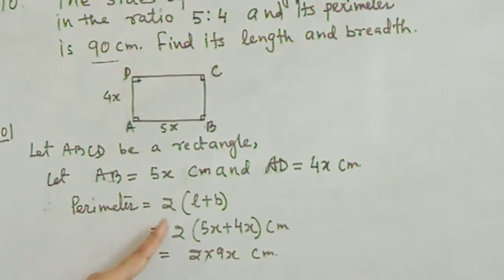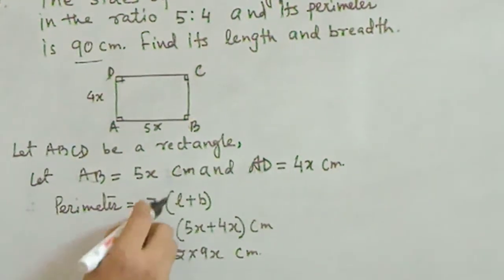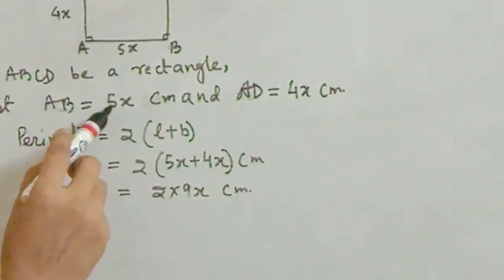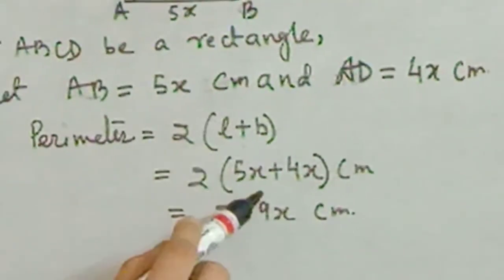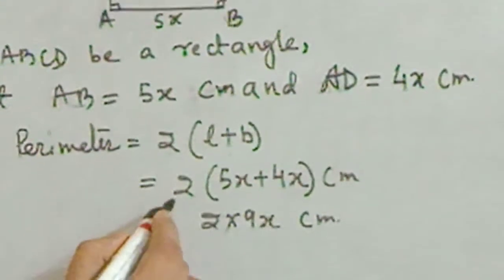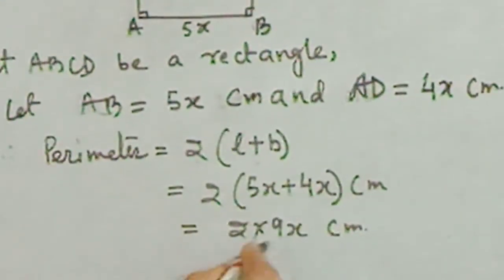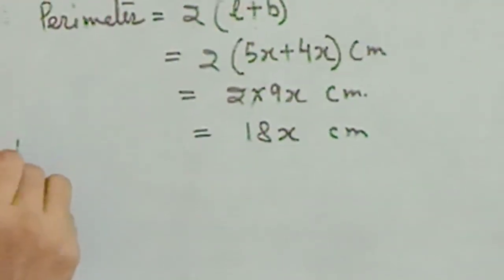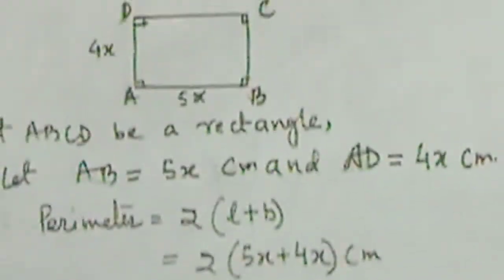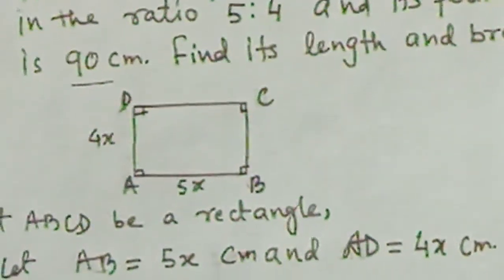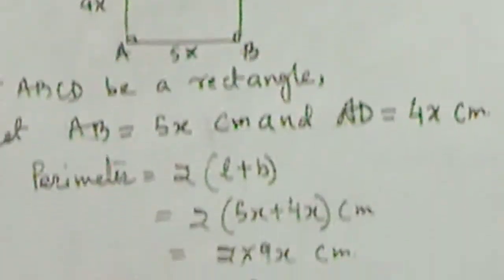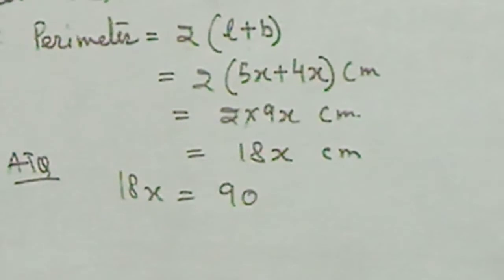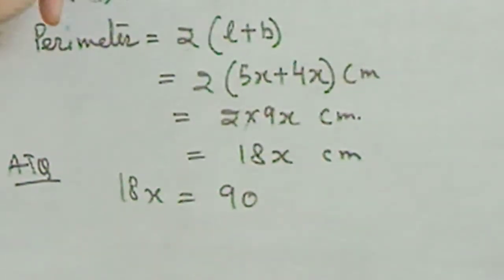Therefore perimeter is equal to 2 into (L plus B). You know the formula to find the perimeter of any rectangle, 2 into (L plus B). In this case length is 5x plus breadth is 4x. So 2 into (5x plus 4x), that is 2 into 9x, that is 18x centimeter. According to the question, the perimeter is given as 90 centimeter. Both are in centimeters, so no need to write.